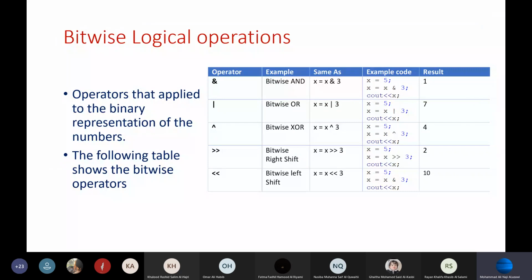Now, the other kind of operations is the bitwise logical operations. What are the bitwise logical operations? If you remember, in discrete mathematics, if you studied it, or in digital logic, I don't know. But in general, we have the bitwise. Any number can be represented by a set of zeros and ones.